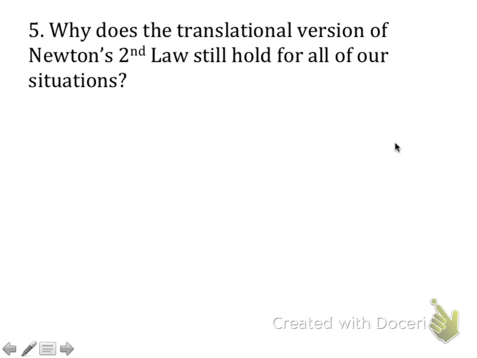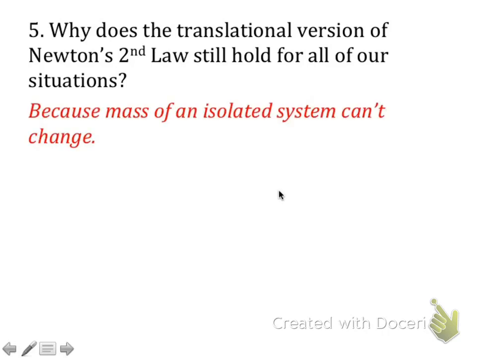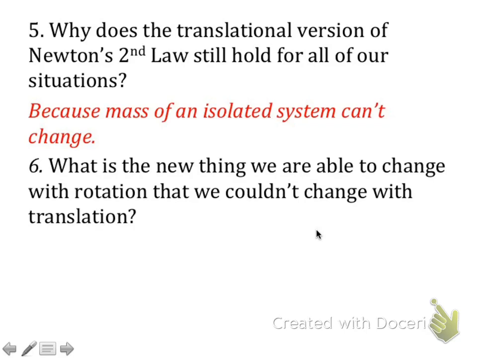Okay, not yet. So, 5. Why does the translational version of Newton's second law still hold true? Why does F equals ma still hold true? I already told you the answer to this. What, Kevin? Because mass stays the same. And then what can we change with rotational that we could not change with translational? Distribution of mass. Rotational inertia.